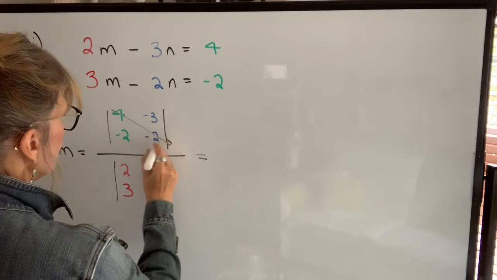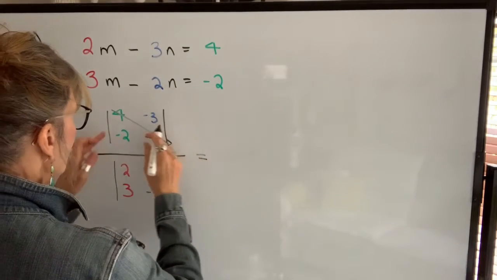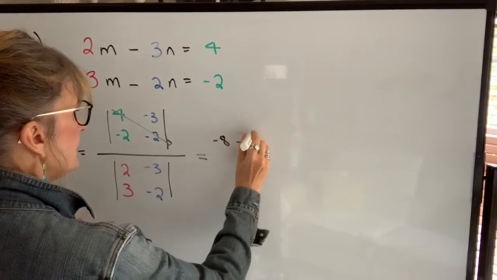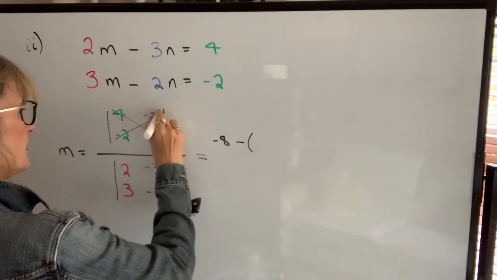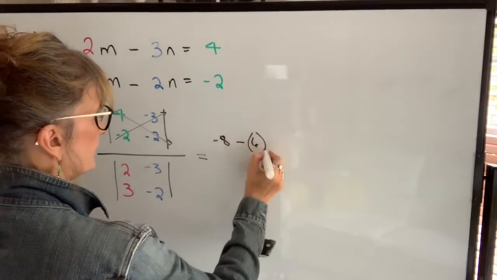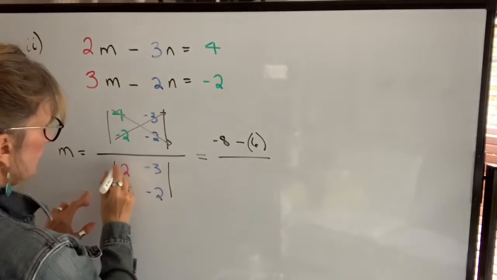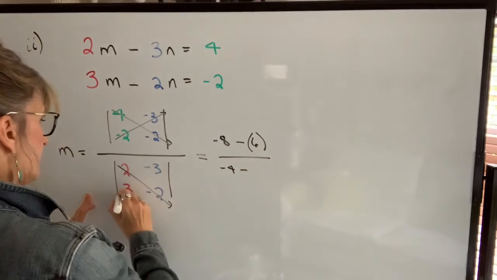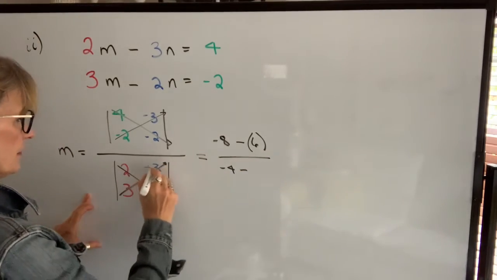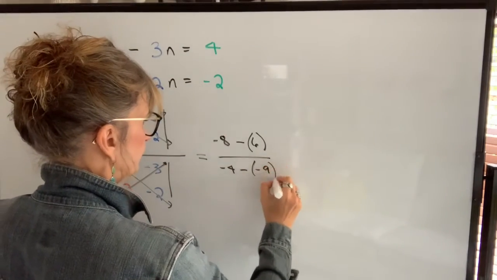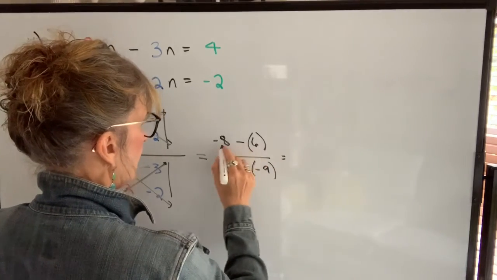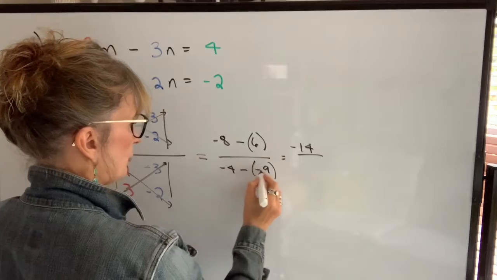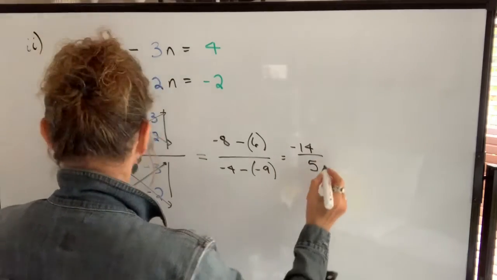So our principal diagonal, 4 times negative 2 is negative 8, minus negative 2 times negative 3 is positive 6. In the denominator, 2 times negative 2 is negative 4, minus 3 times negative 3 is negative 9. So that's going to be negative 8 minus 6 is negative 14. Negative 4 plus 9 is 5.